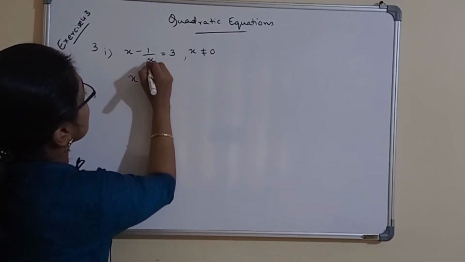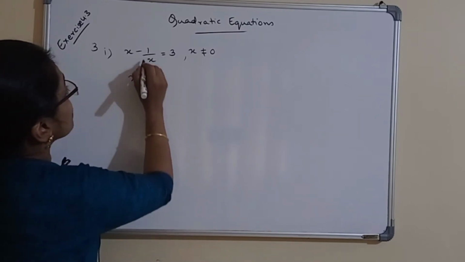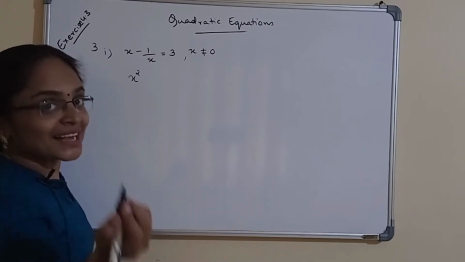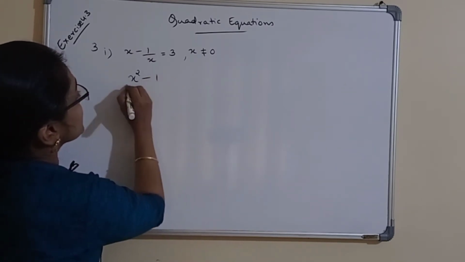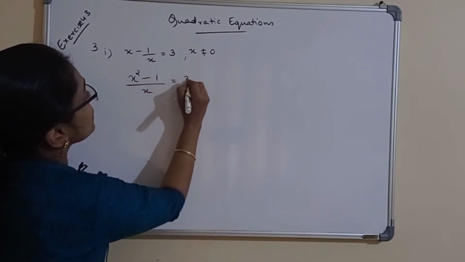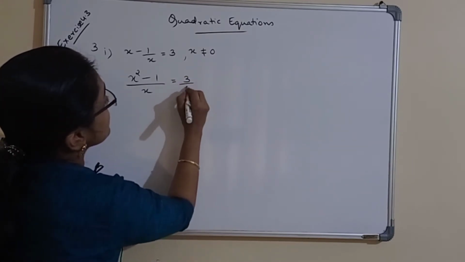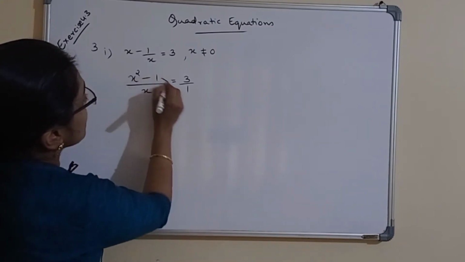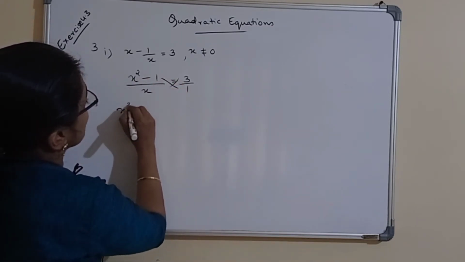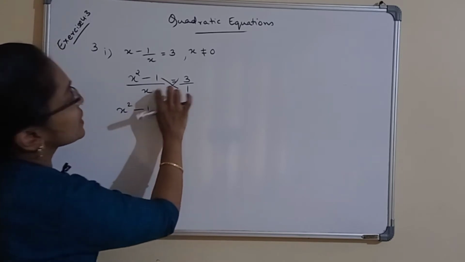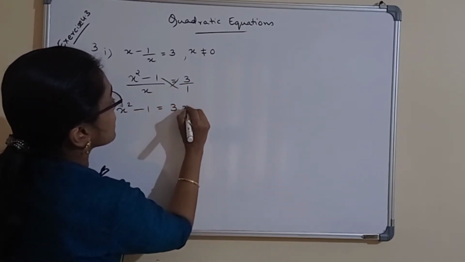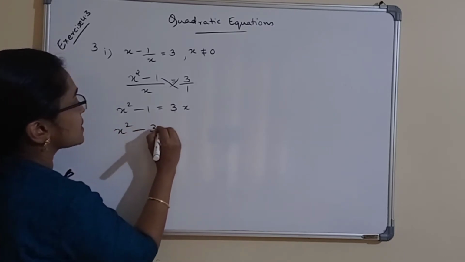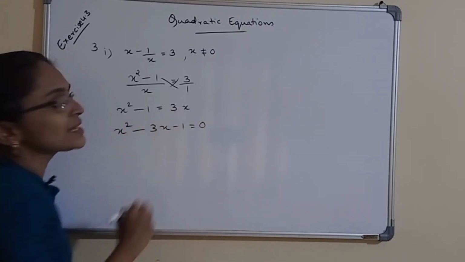We will get, LCM is x. So, we have to multiply this by x, which will give x into x is x square. Then minus 1 by x is equal to 3. And this is 3 by 1. We can write it as 3 by 1. Now cross multiply this. We will get x square minus 1 is equal to 3 into x is 3x. Now take this 3x to the left hand side. We will get x square minus 3x minus 1 is equal to 0.